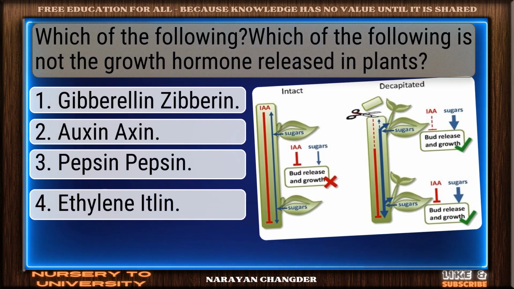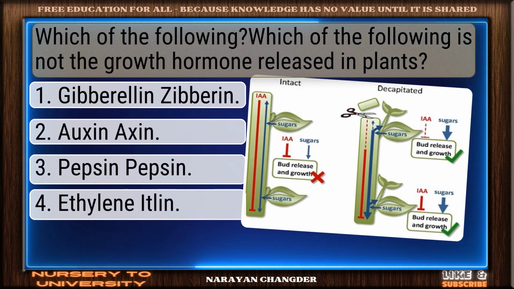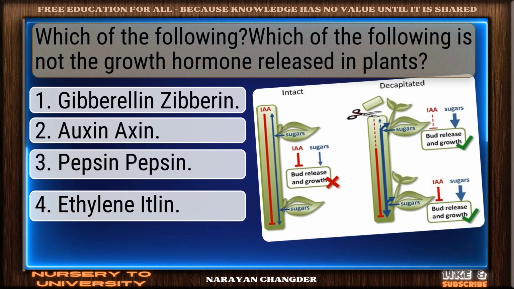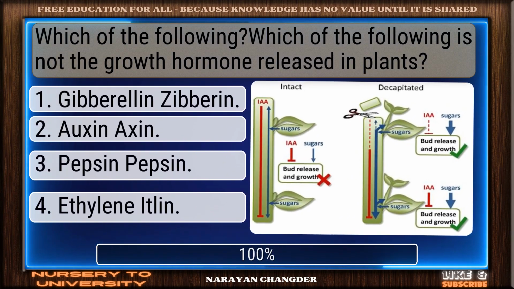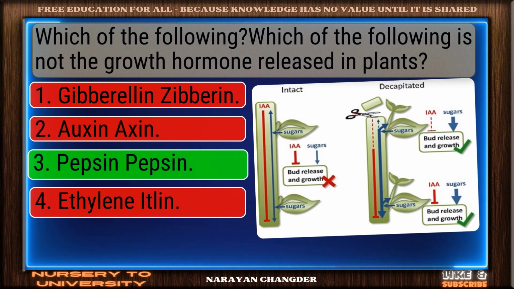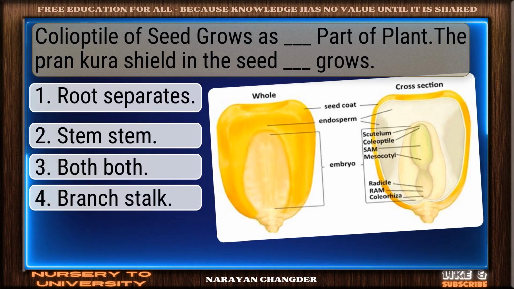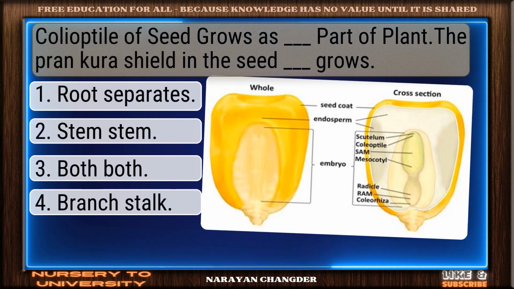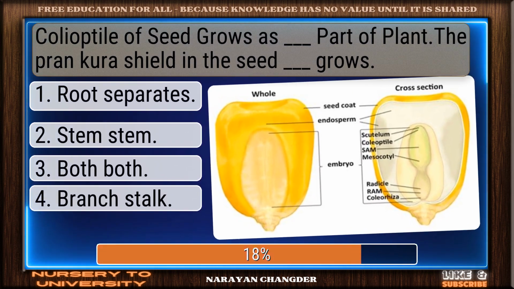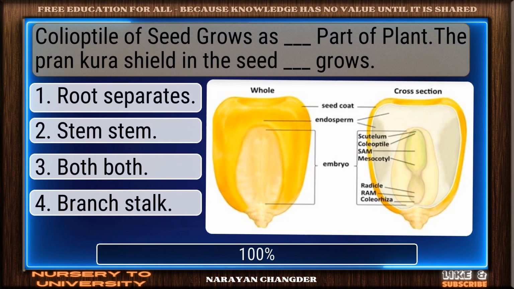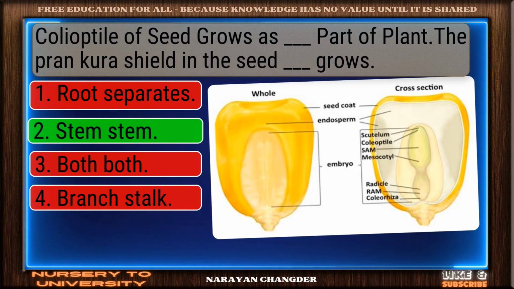Which of the following is not the growth hormone released in plants? Excellent. Pepsin is well reasoned. Coleoptile of seed grows as dash, part of plant. The protective shield in the seed dash grows. You got it. Stem fits.